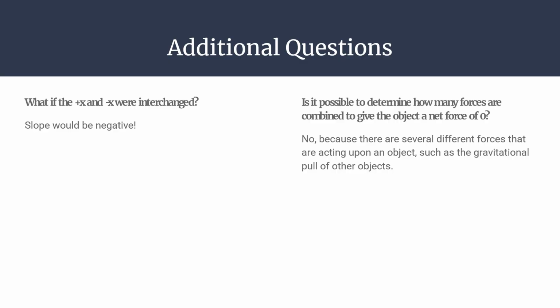So finally, for some additional questions, what if the plus x and negative x were interchanged? This would just simply cause the slope to be negative. Finally, is it possible to determine how many forces are combined to give the object a net force of 0? I would say no, because there are several different forces that are acting upon an object, such as gravitational pull of other objects, meaning that there are so many different forces acting upon our system that too many forces would need to be accounted for.